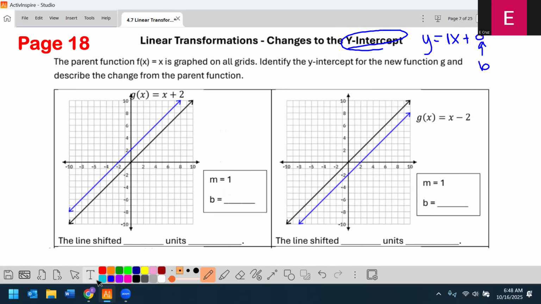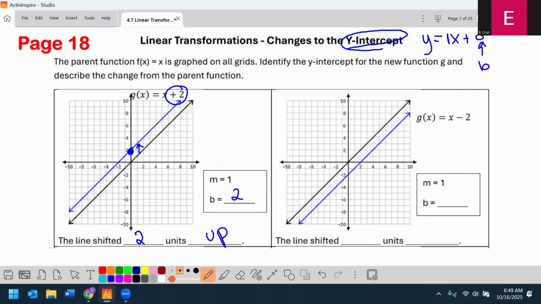So the y-intercept for the blue line, we're working with the new line, the blue line is 2. You could see it on the graph. You could see it on the equation. My y-intercept is 2. And if you notice, the blue line is above the black line, which is the parent function, which means that it shifted the graph up by 2 units. The line shifted 2 units up.